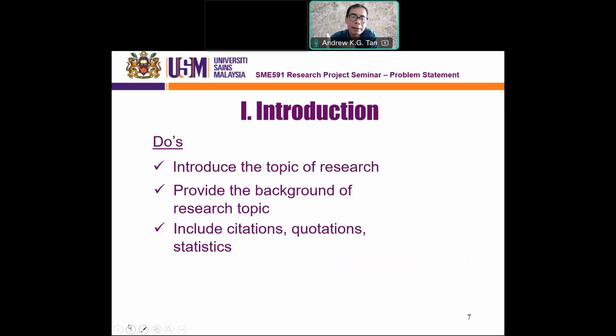Why do I say this? Because afterwards, when we talk about the problem statement, you are not supposed to provide this in the problem statement. You are not supposed to provide citations. You are not supposed to provide quotations. Do not quote. You are not supposed to provide statistics in your problem statement. Citations, quotations, and statistics belong in the introduction when you are introducing the topic. Do not put all this in your problem statement.